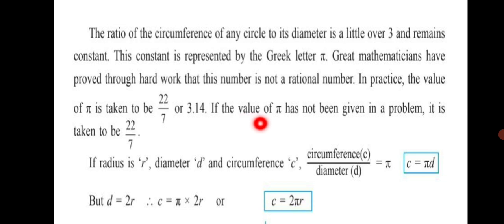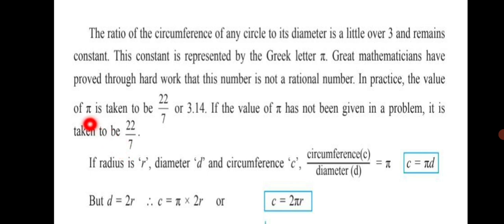Now, if the value of pi has not been given in a problem, if in your textbook while solving practice set 42, if the value of pi is not given, then what you have to take? 22 upon 7 or 3.14? It is taken to be 22 upon 7. So remember, we are going to take 22 upon 7 as the value of pi.